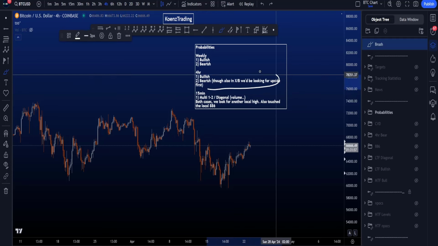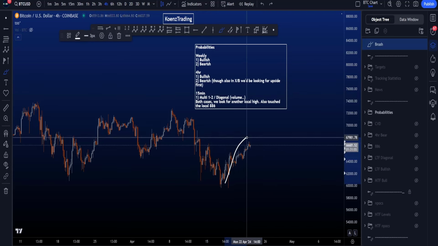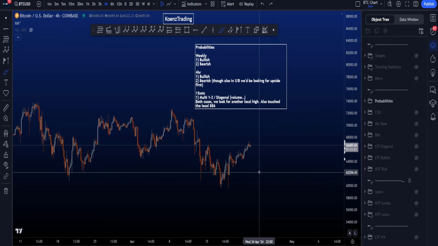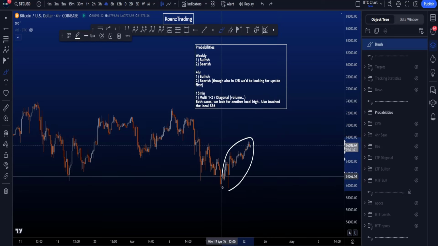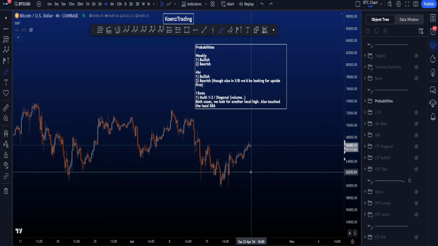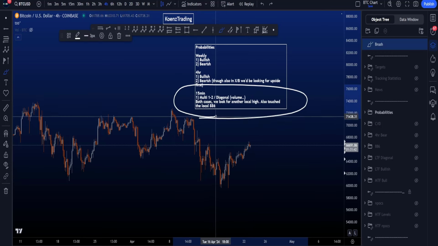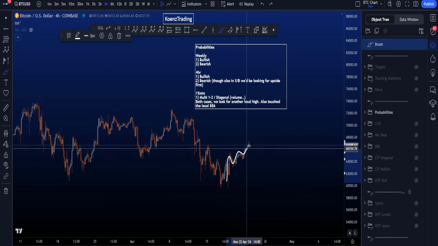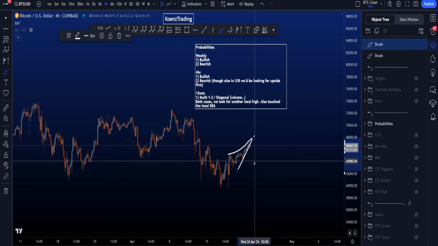Even in a bearish scenario where we look for a wave X or a wave B, we would be looking for a 3-wave structure to the upside. And at the moment, this over here doesn't look like a 3-wave structure. So actually also in a bearish case, we would expect price to still move towards the upside. And then on the 15-minute time frame, we have the multi 1-2-1-2-1-2 and of course the diagonal as well.